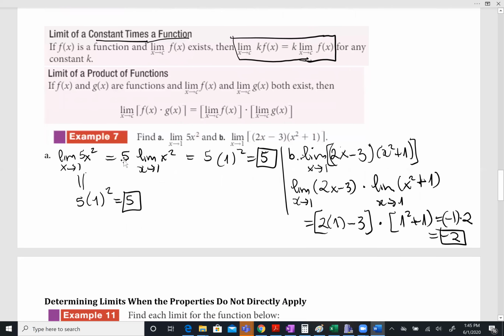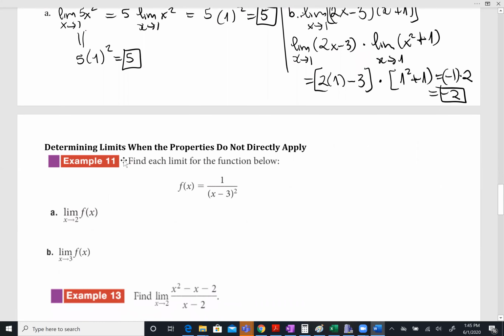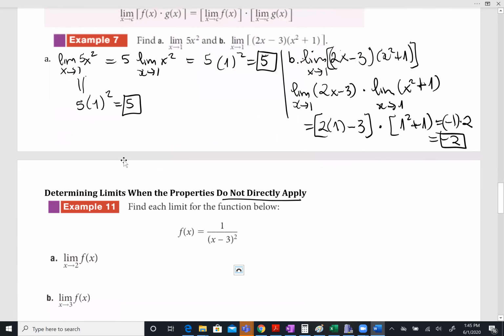So far, so good. And now we're going to move to determining limits when the properties do not directly apply. So it's similar to example 1 that I just showed you above here.